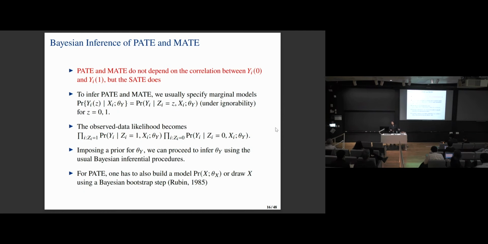But I'm spending a lot of time talking about the basics because I assume most people are probably not aware of those subtleties, right? So this is something I can quickly skip because it's more technical. Basically, the four different versions of PATE and MATE don't depend on the correlation between Y1 and Y0, but the sample version does, so it's slightly more complicated.